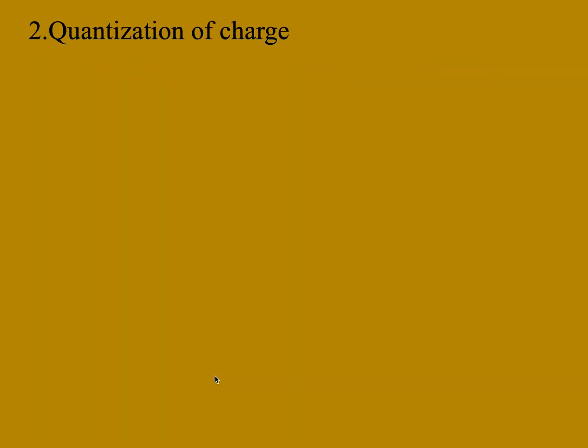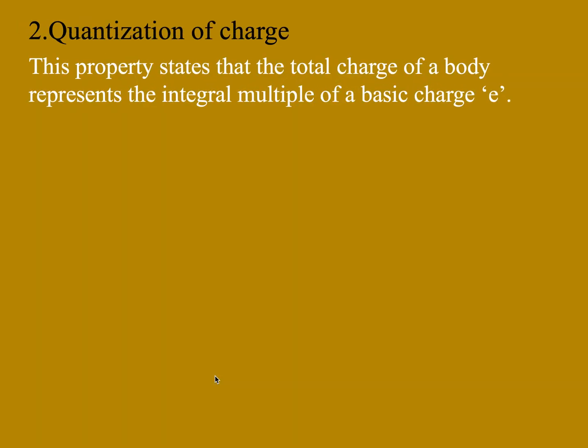And the next one, quantization of charge. This property states that the total charge of a body is an integral multiple of a basic charge e. That is, Q is equal to plus or minus ne. Here plus and minus indicate that when the object loses electrons, it acquires positive charge. If the object gains electrons, it acquires negative charge.